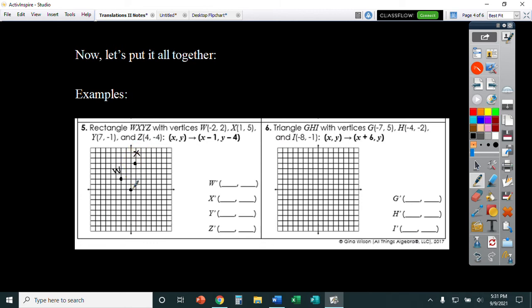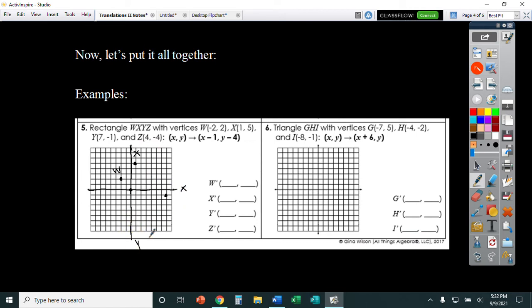Y is at 7, negative 1. So 1, 2, 3, 4, 5, 6, 7, negative 1. Okay. And you might want to go along with your pencil and just kind of draw a little darker the x-axis. Okay, this is the x-axis. And then draw the y-axis a little darker, so it'll be a little easier to count and see. Okay, and this is the y.